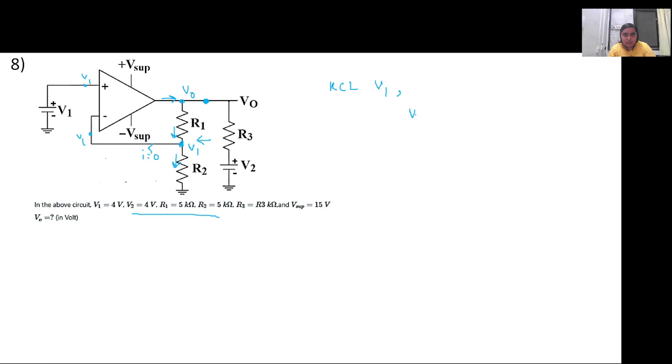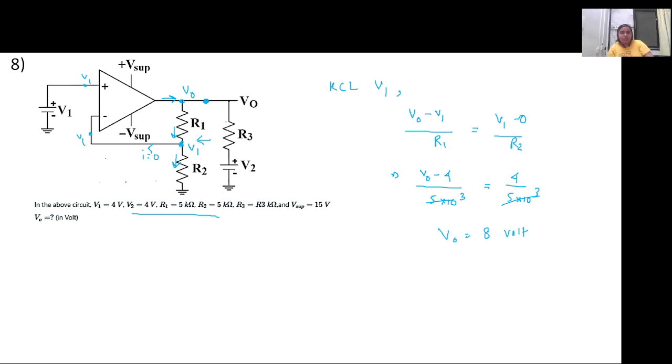So this is, again, question 8. V1 is equal to 4 volts, right? So (V naught minus V1) by R1 will be equal to (V1 minus 0) by R2. So V naught minus V1 is 4, R1 is 5, V1 is again 4, R2 is 5 times 10 cube. So this will get cancelled, V naught will be equal to 8 volt.